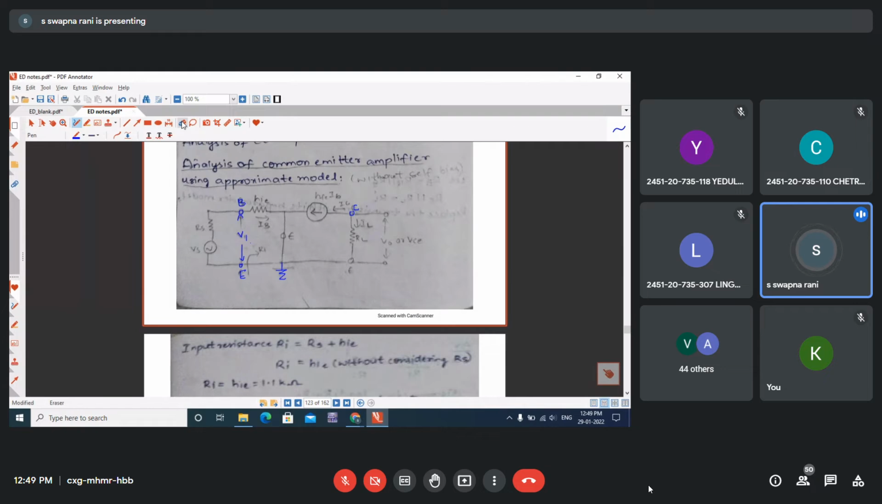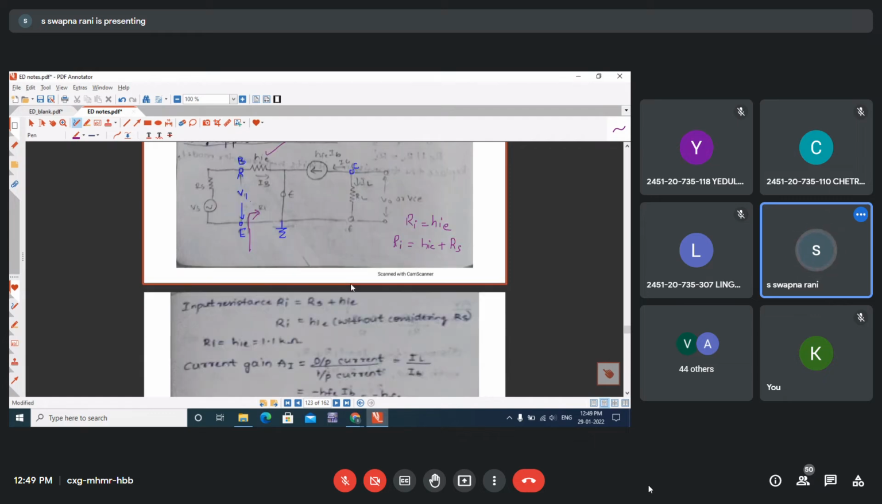This forms the CE amplifier. And input impedance: if I look into the terminals, what is the input resistance? We can see only hie. Therefore, input impedance Ri can be written as hie. If I also take the Rs into account, then Ri is going to be hie plus Rs. This is the input impedance.